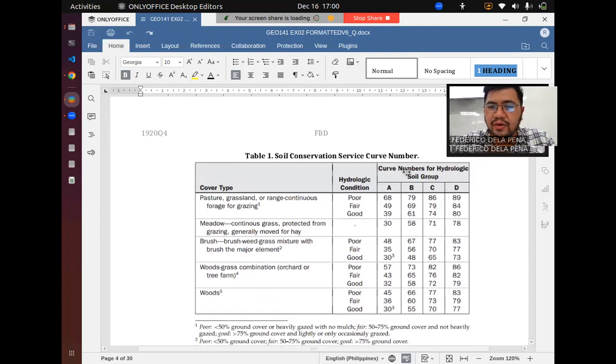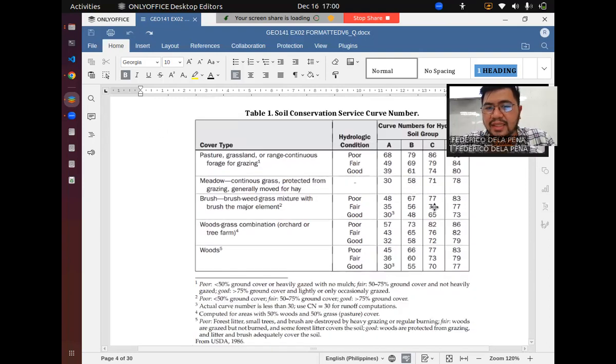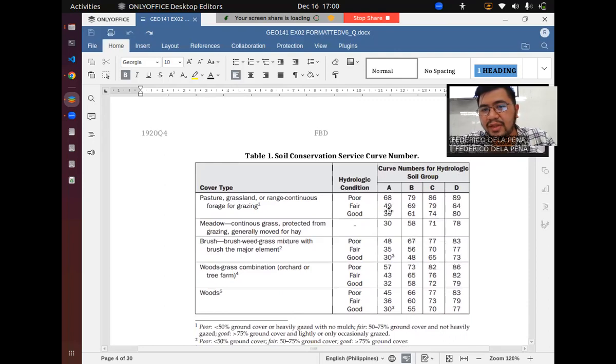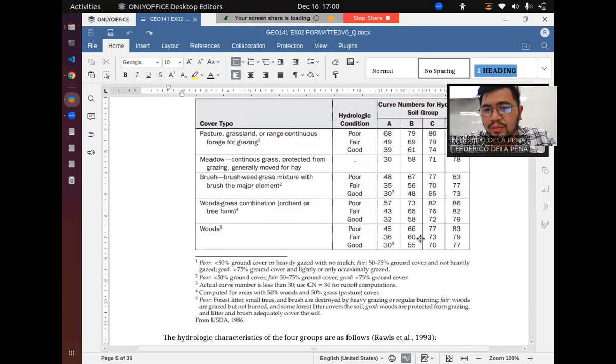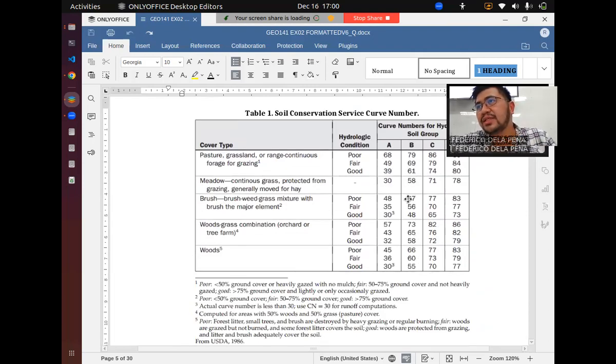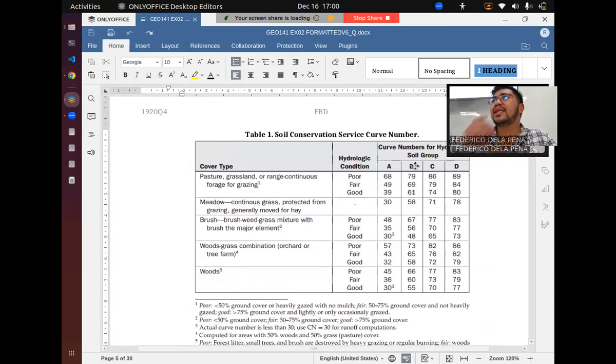And then the soil groups are A, B, C, D. These basically translate to: A is your sand and gravel. B, I think, is your well-drained soils, usually loam soils, or basically soils that have equal parts of silt, sand, and clay. C is mostly your silt, and D is mostly clay.